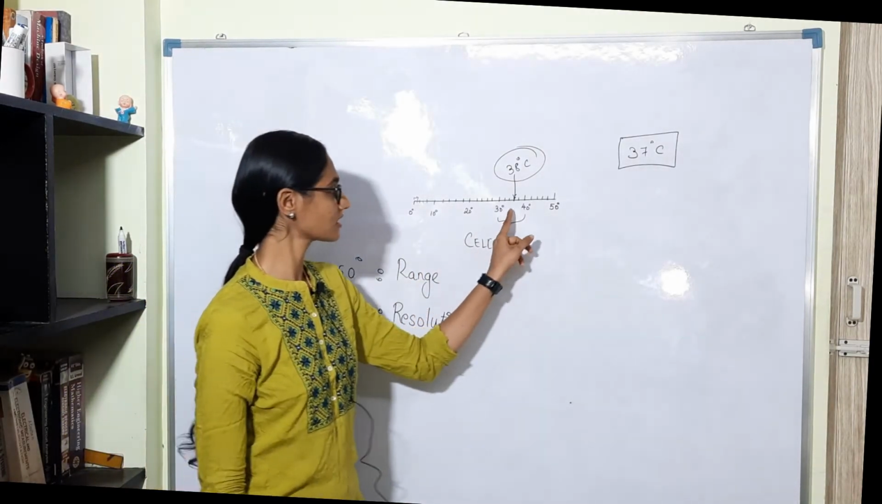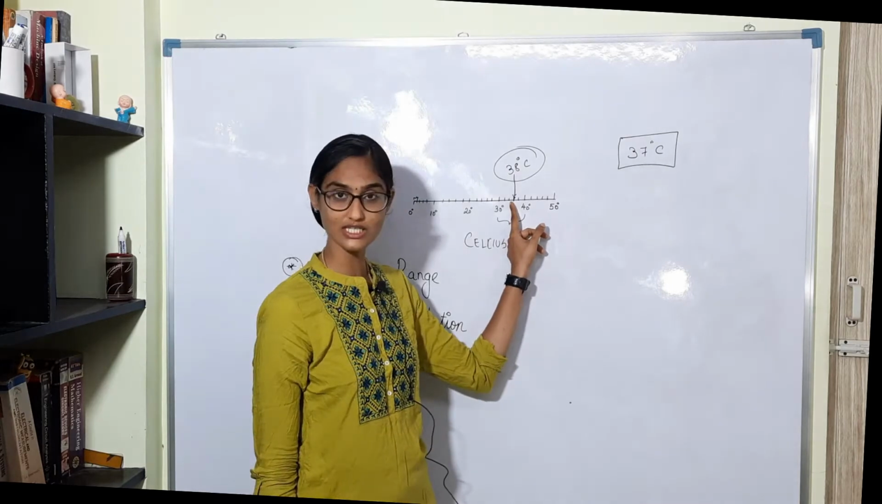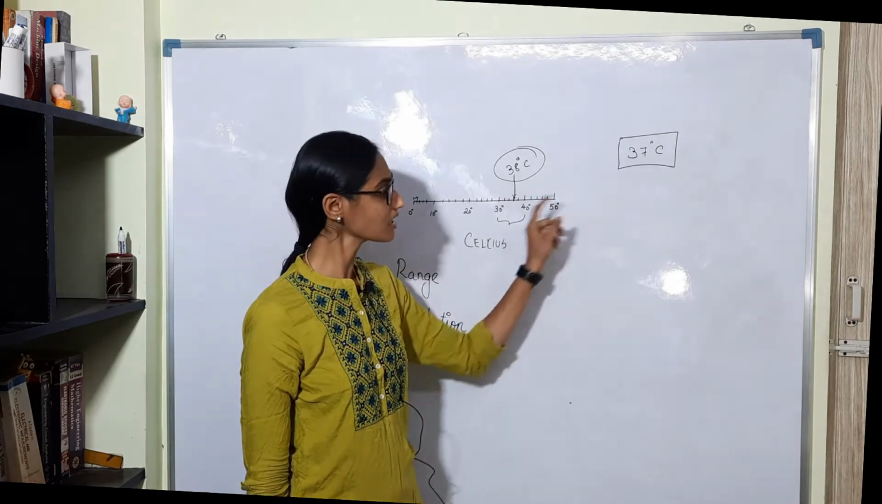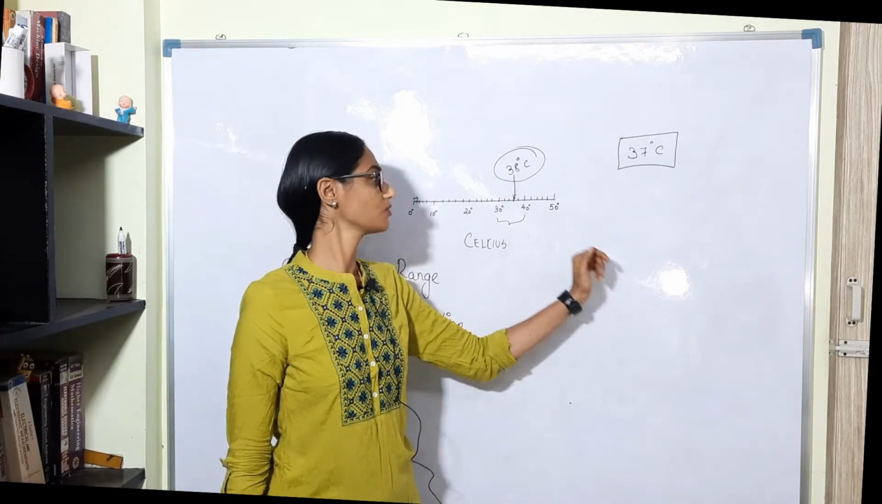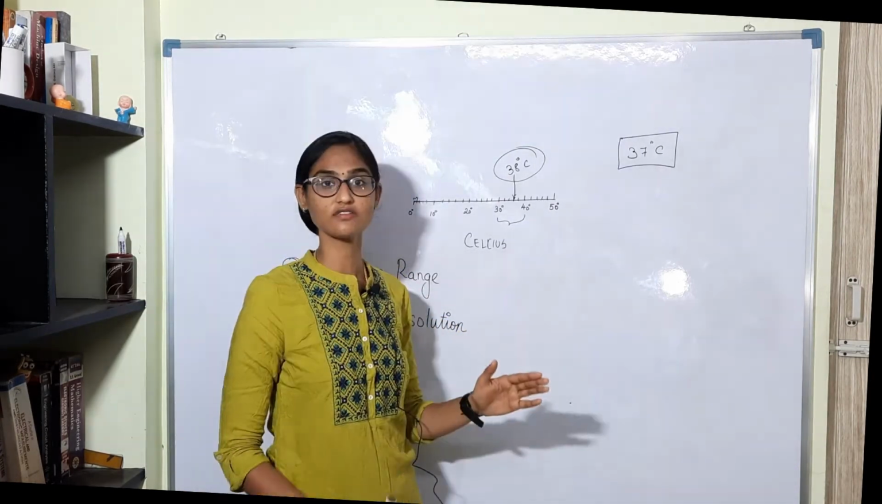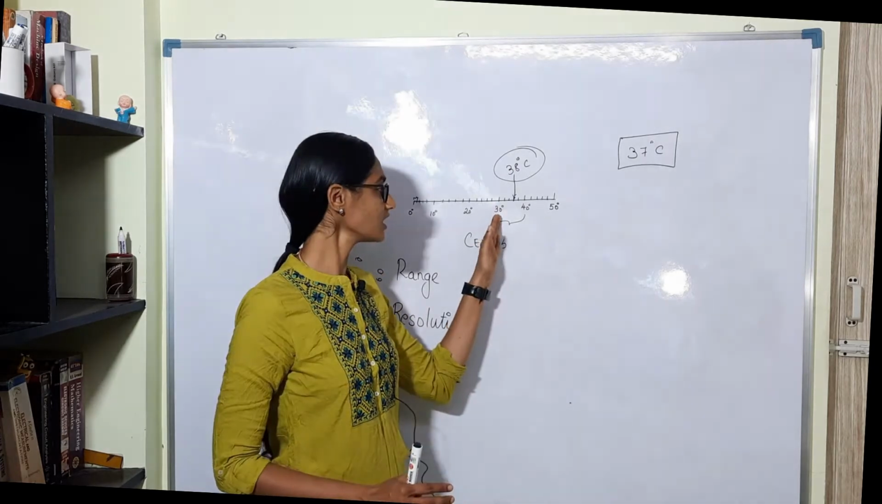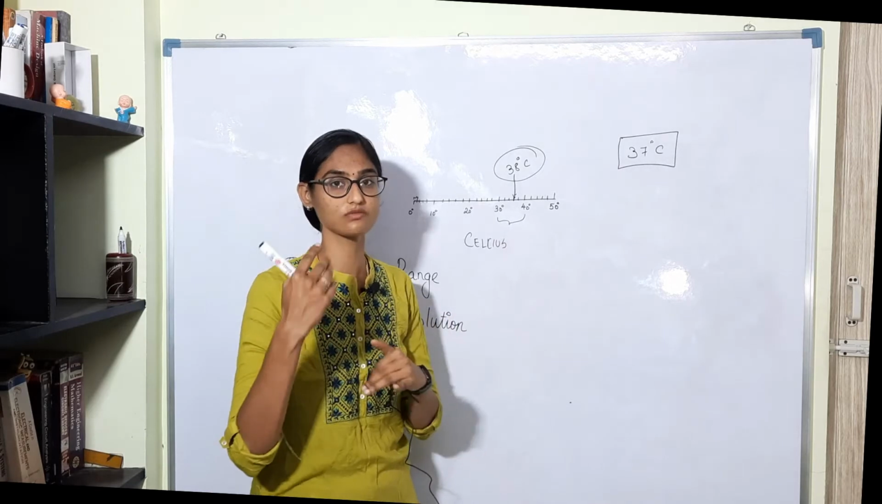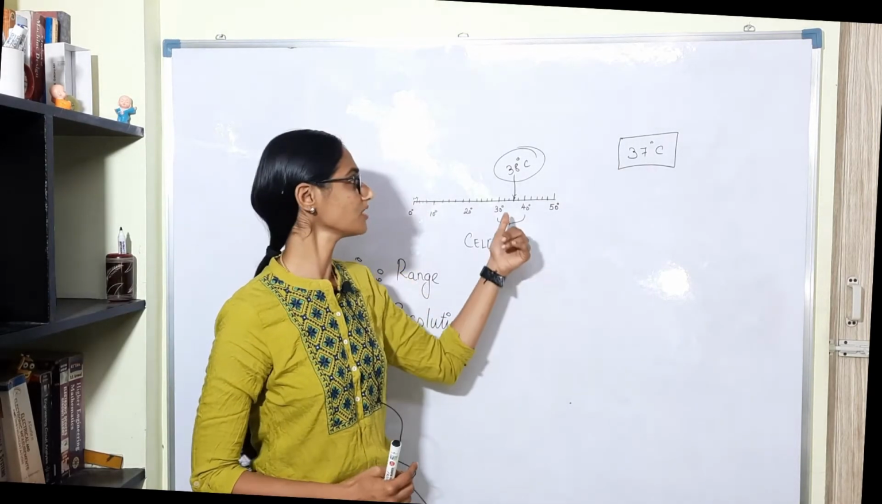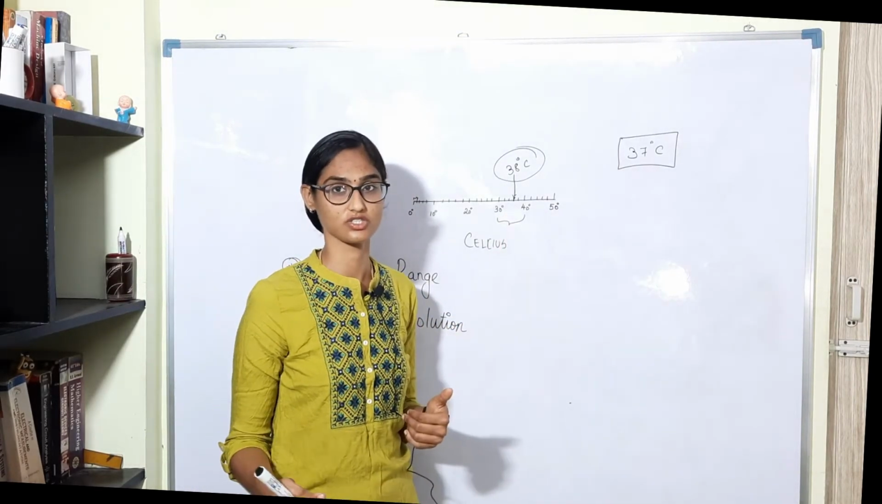So, since the resolution is 2 degrees Celsius, you cannot accurately measure 37 degrees Celsius with this device. So, you should look for another device which measures 30 till 40 with 10 divisions, so that the resolution becomes 1 degree Celsius and you will be able to measure 37 degrees Celsius.